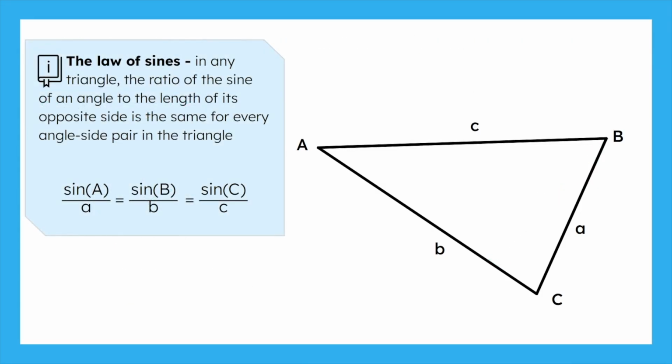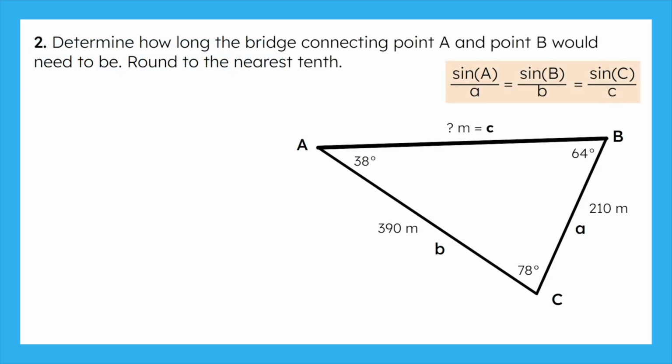It's known as the law of sines, and it tells us that in any triangle, the ratio of the sine of an angle to the length of its opposite side is the same for every angle-side pair in the triangle. Extending this same reasoning tells us that angle B and side B are also included. So, we have the full law of sines available with all three ratios.